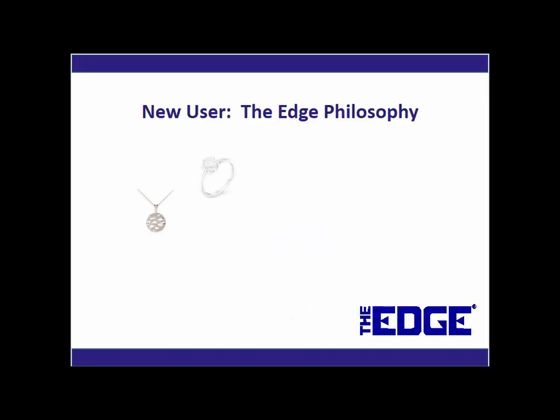The Edge was designed to be a management tool for independent retail jewelers from the ground up. We know that quality metrics are essential to making sound business decisions. The Edge analyzes data in 4 critical areas of retail: inventory, customers, staff, and advertising. Using the tools in this video will result in better overall performance of your business.